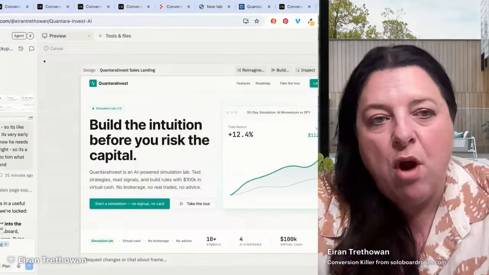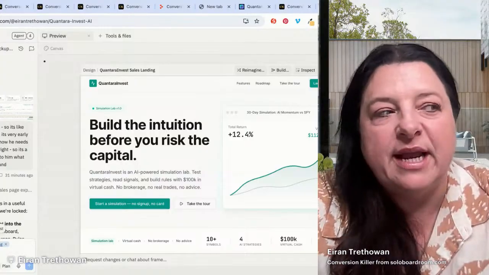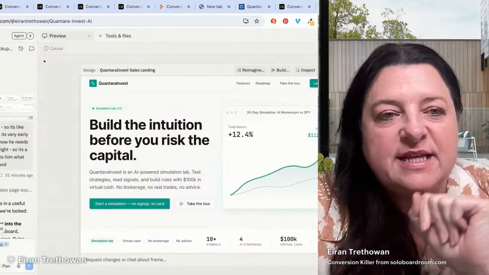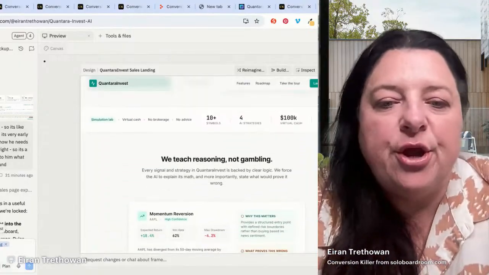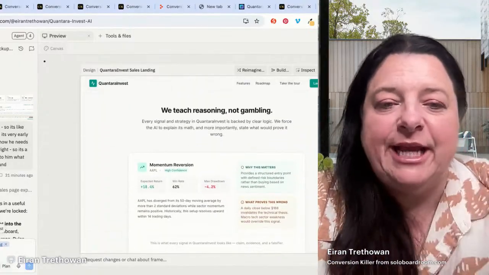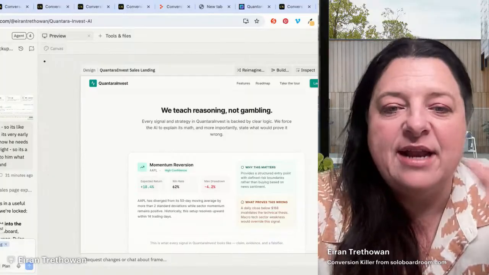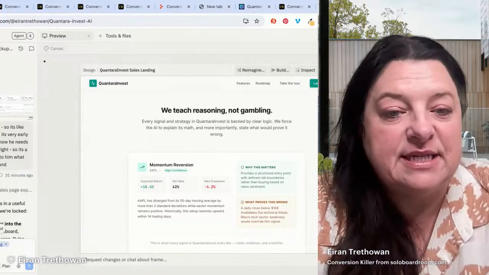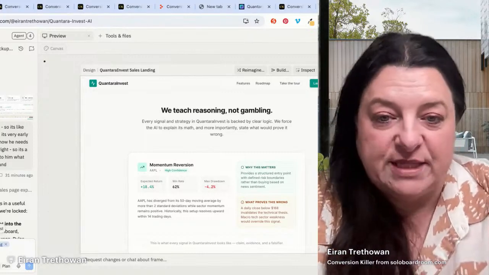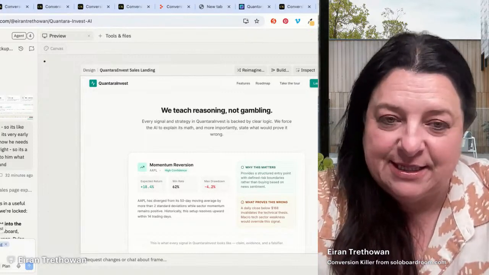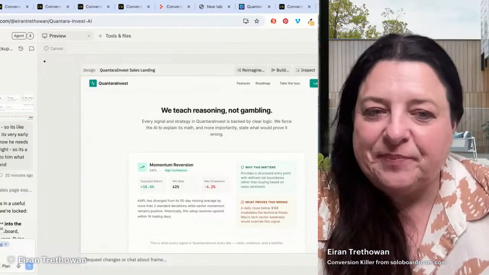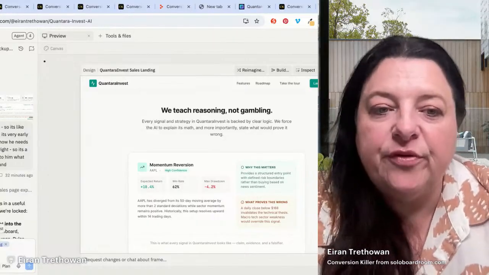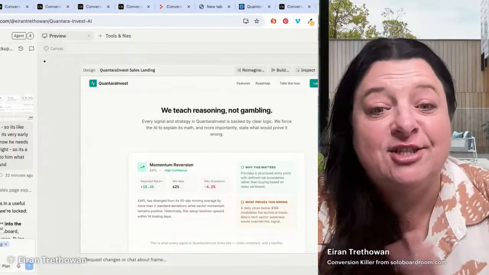That was the one primary thing across the board that we said every single person who wants this product wants. And so we teach the reasoning. We're not gambling, and I love that. Every signal and strategy in Quantara Invest is backed by clear logic. We force the AI to explain its maths. And most importantly, we state what would prove it wrong, which is so cool.